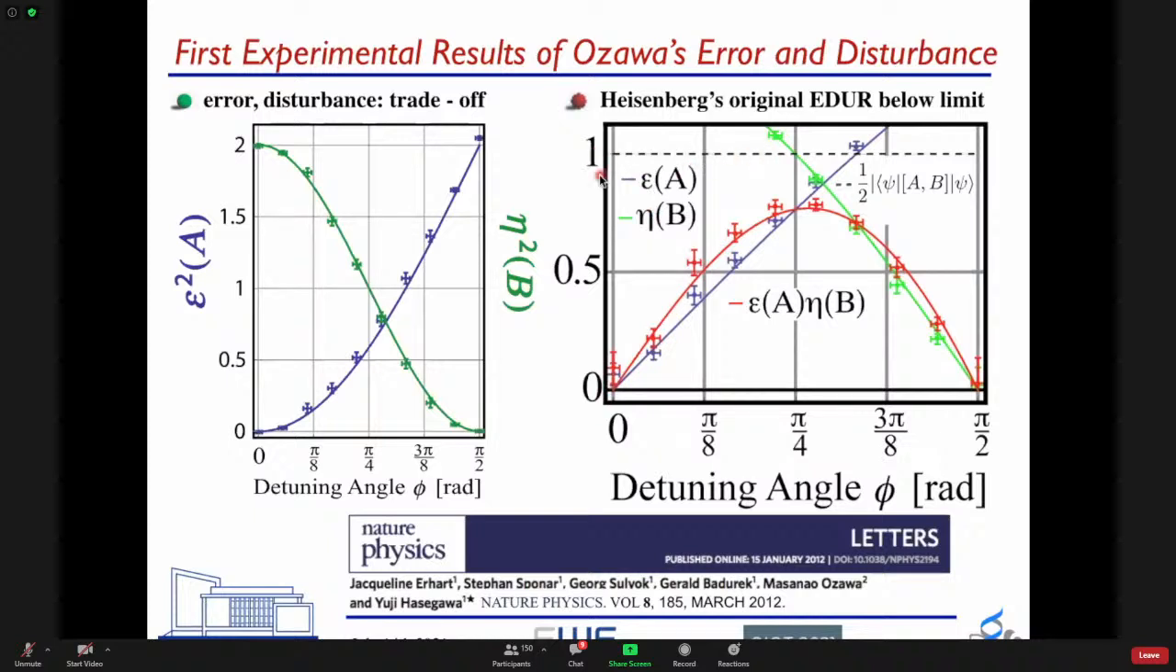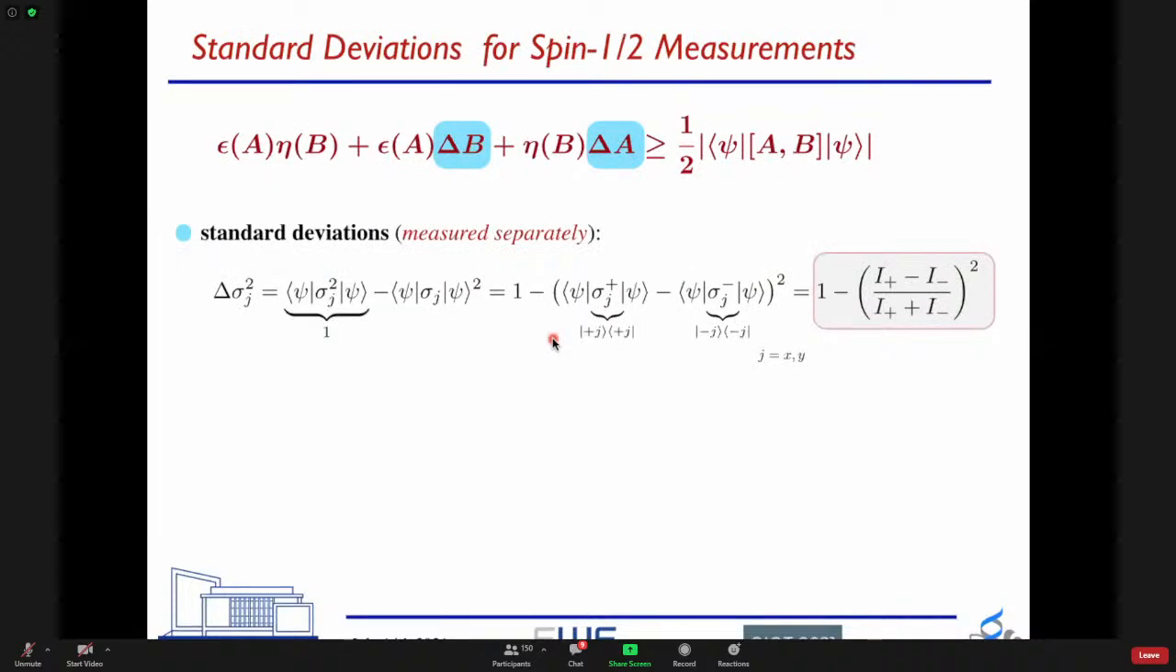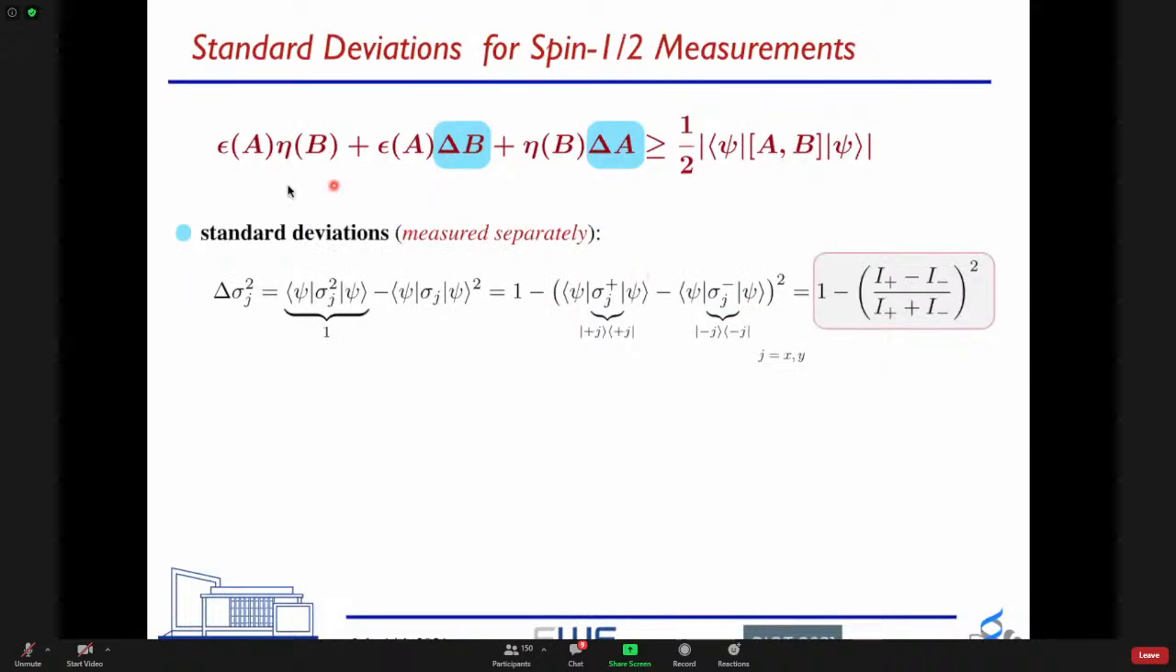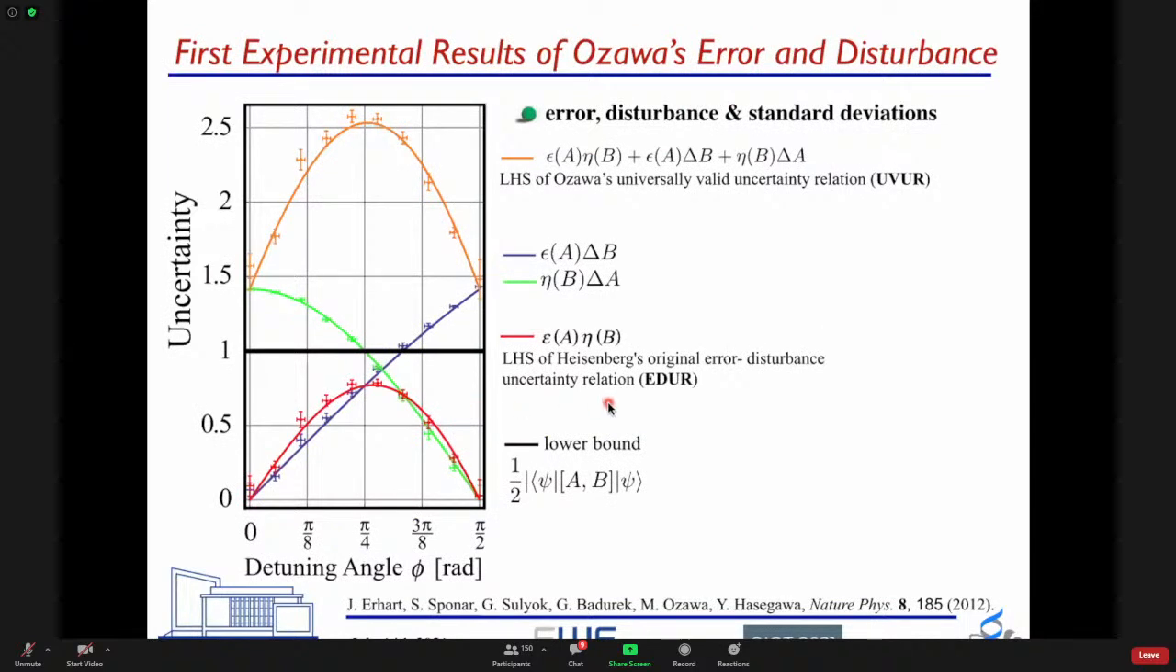So you could say it's a violation of Heisenberg's original error disturbance uncertainty relation, but as we've seen before, this is not valid. That's why we had the definition of Ozawa's uncertainty relation, and this is always well above. As I said before, we do not only need error and disturbance of the subsequent measurement, but also the standard deviations, so they are measured on separate systems. Then if all this data is combined, you see here in orange the left side of Ozawa's uncertainty relation, and this is always above the limit, whereas the simple product of error times disturbance, which would be the naive extension of Robertson's preparation uncertainty, is always below.